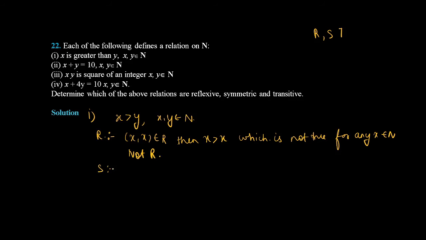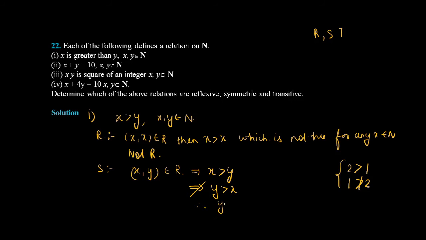Okay, next I will check for symmetric. Is it symmetric? Suppose I'm taking an ordered pair (x, y) belongs to R. So the ordered pair (x, y) belongs to R means x is greater than y. So if x is greater than y, does it imply that x is also less than y, or this can be written as y is greater than x? Obviously not. If 2 is greater than 1, then 1 cannot be greater than 2, right? So therefore (y, x) does not belong to R. So this is not a symmetric relation, not symmetric.